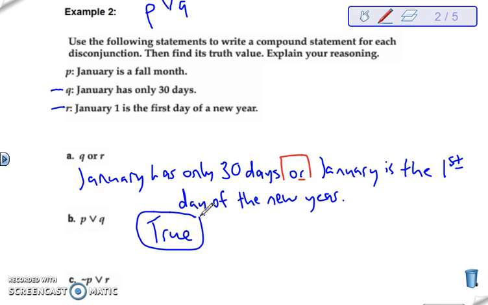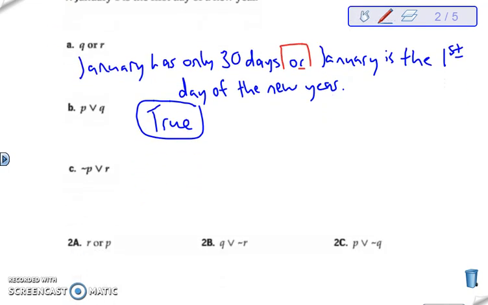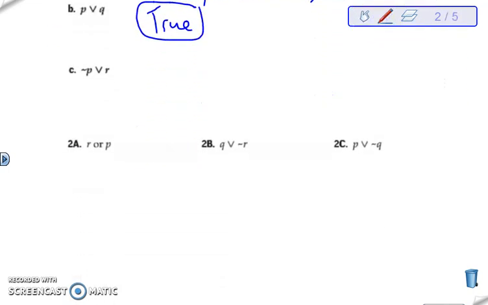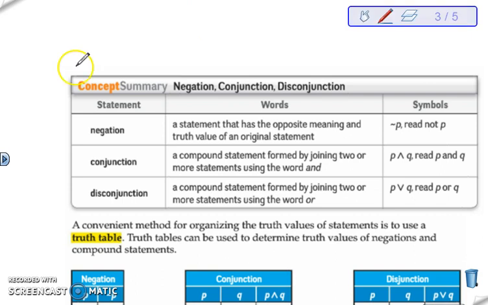All right, I will let you try the rest of these. Again, connect the sentences, use the word or, and then determine true or false. This is basically just a recap of what we just said.